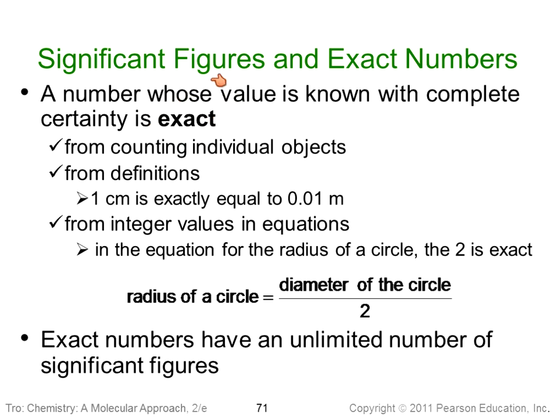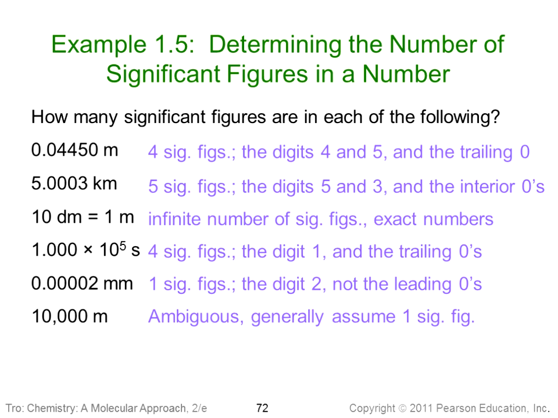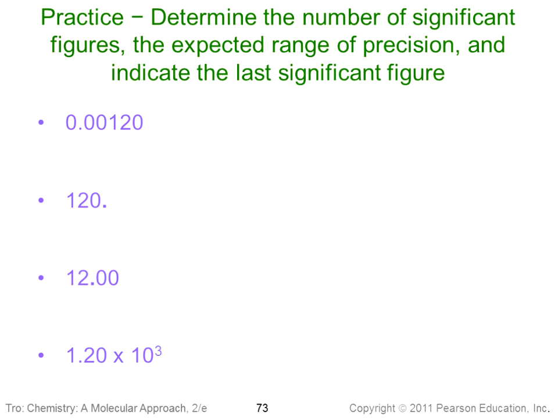Then you have what are called exact numbers. These are counting numbers. So if I have 12 eggs, I have 12 eggs, and so on. Here are some examples you can go through to see if you can figure out the number of significant figures. Some more examples.